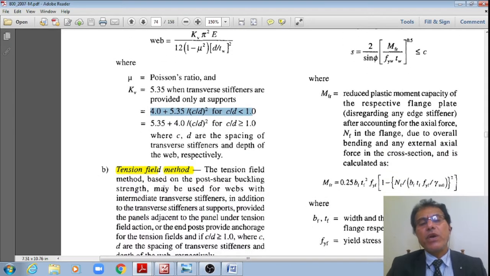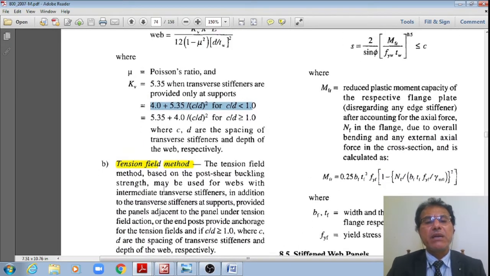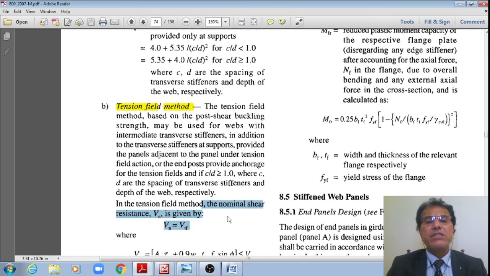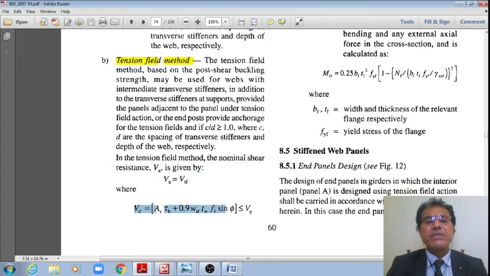However, if you are using the tension field method for calculation of this, then the nominal shear resistance is given by Vn is equal to Vtf, where Vtf is equal to Av tau b plus 0.9 Wtf multiplied by tw Fyw sin phi.